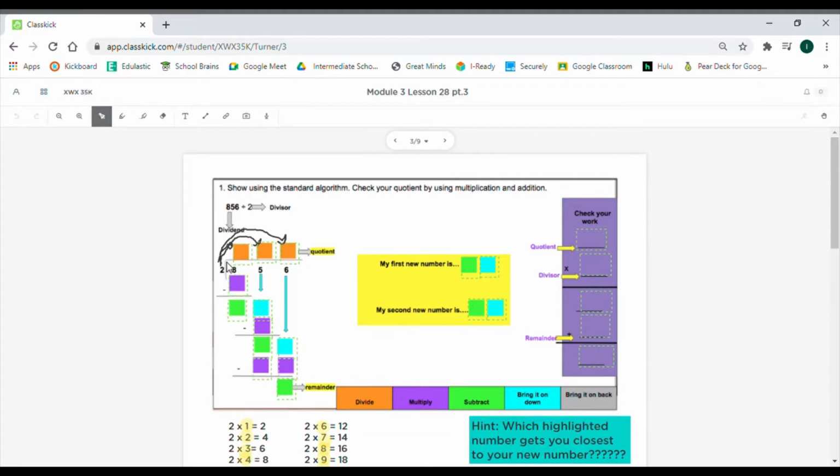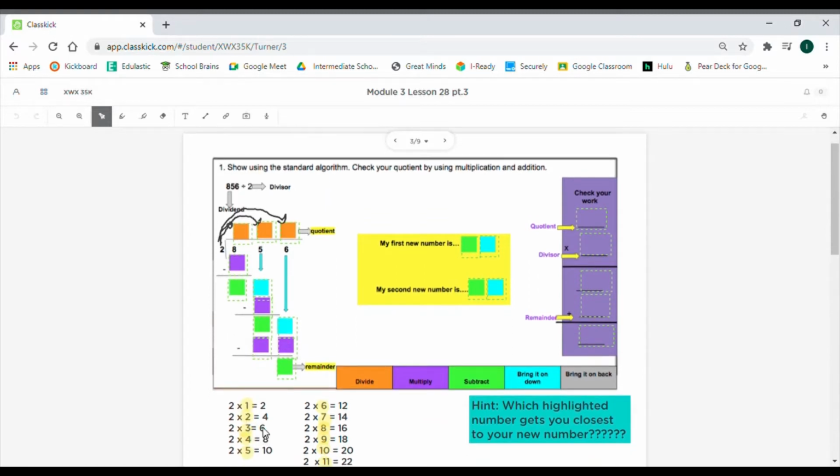856 divided by 2. I know that when I am dividing, I'm first going to start with my largest place value. In other words, I'm asking myself, how many times does 2 go into 8? Do you think you know how many times 2 goes into 8? If you don't know, use your facts. Ask yourself, what can you multiply 2 by that gets you closest to 8 without going over 8? If you said 4, you're absolutely correct. 2 goes into 8 4 times.